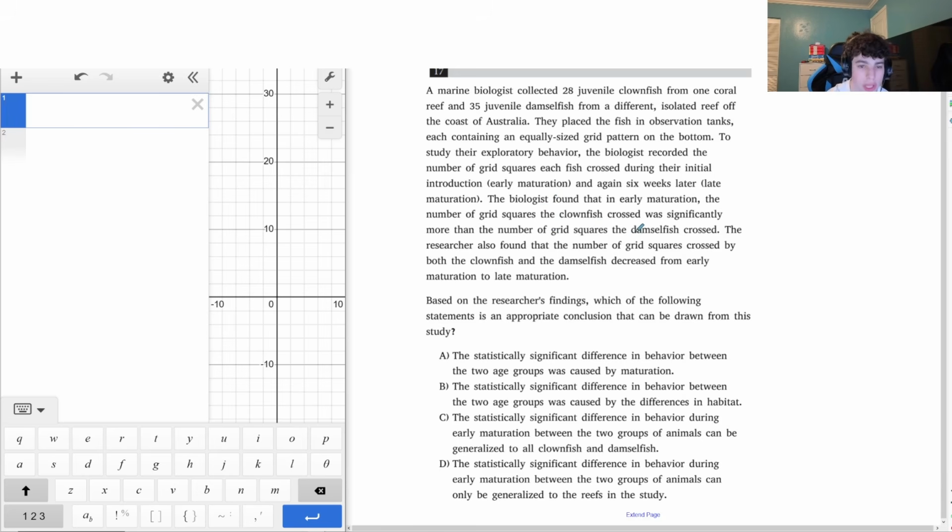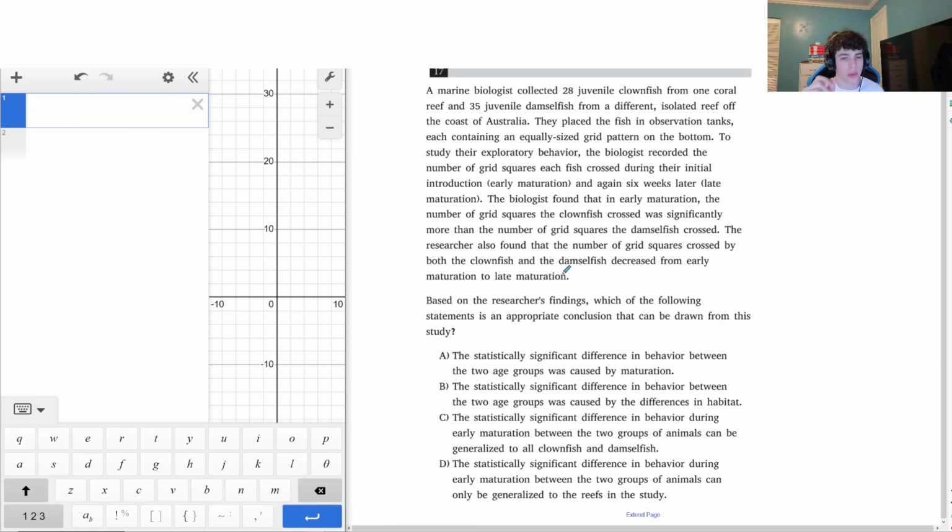So basically, what they found is that when they're young, the clownfish are going to cross more of the grid squares than the damselfish, but then they also found that regardless of being a clownfish or a damselfish, the amount of grid squares you are going to cross are going to decrease as you mature, right? And so based on the findings, which of the following is an appropriate conclusion?